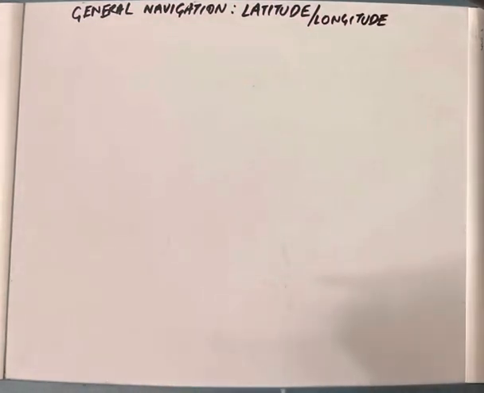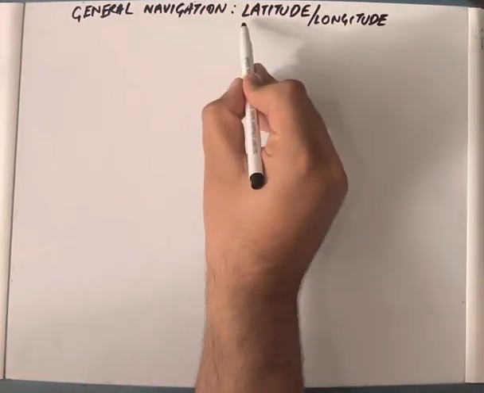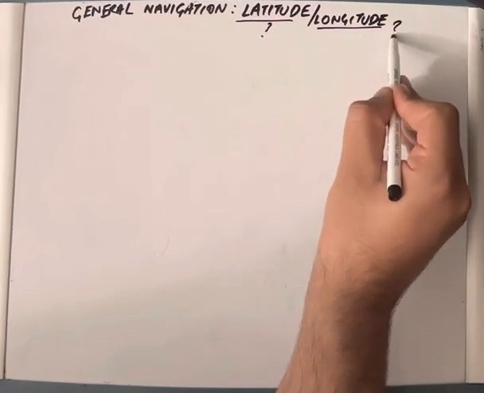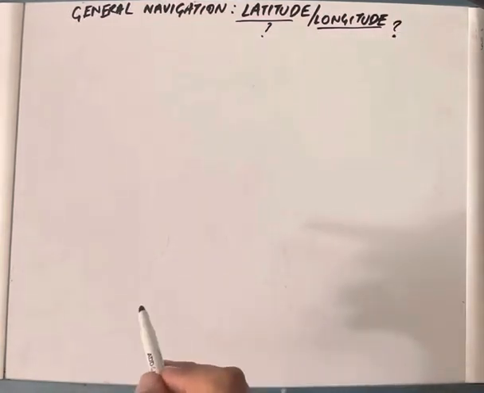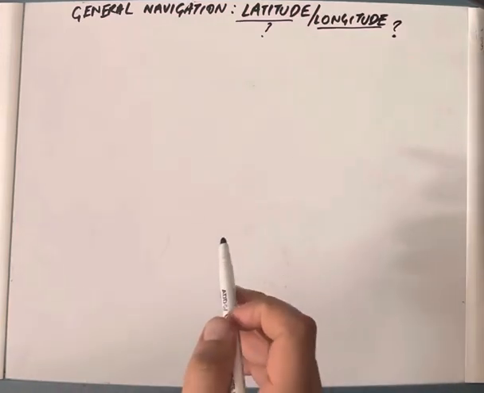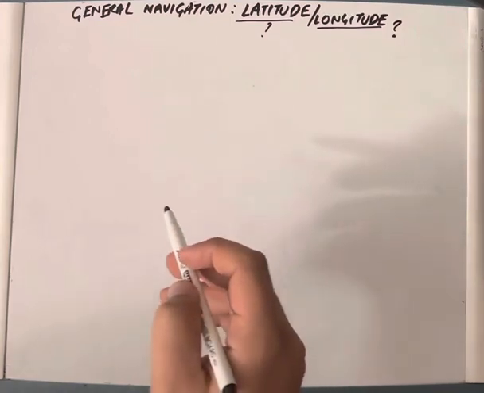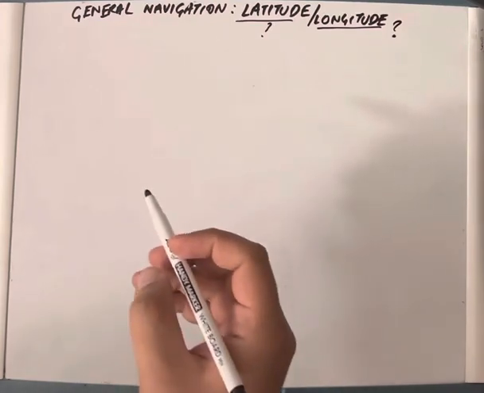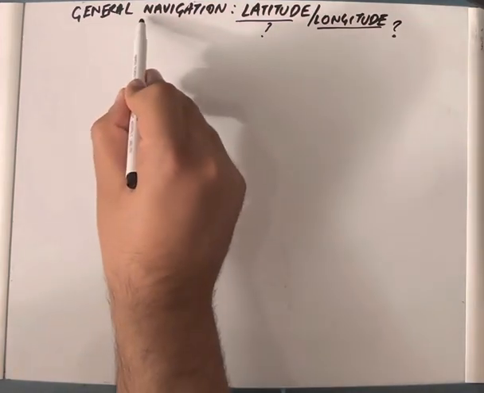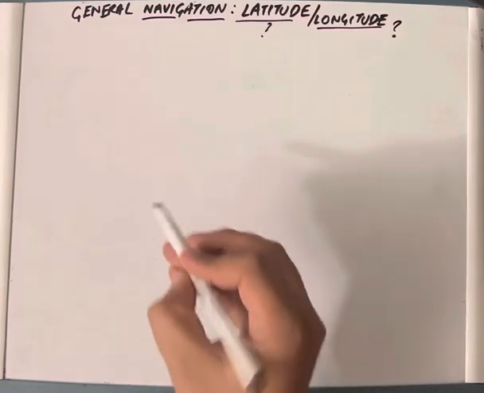Since childhood, we were always confused, or maybe sometimes confused, about what is latitude and what is longitude. These terms in geography lessons always puzzled us as kids. Why do we divide Earth? Why do we do all this? What is the purpose of it? But now, as we are becoming pilots, we need to navigate on the planet Earth.